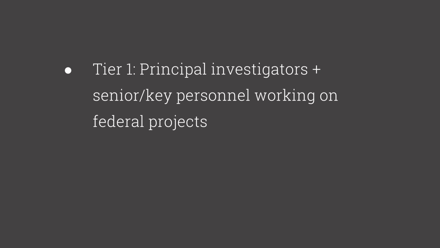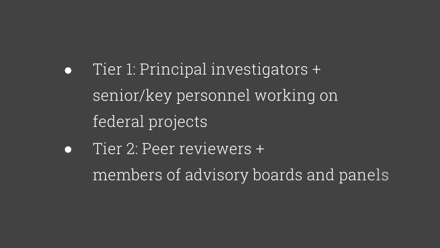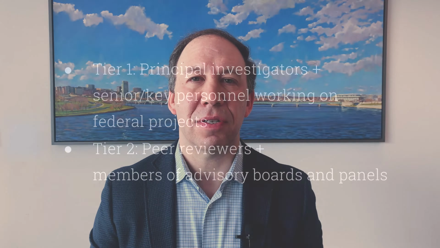Shifting gears a little bit away from standardized templates, we wanted to cover next the mechanics of disclosure as laid out in the NSPM-33 guidance. The guidance focuses on particular cohorts of individuals within the research community. Tier 1, which includes, for our purposes, principal investigators and other senior or key personnel working on federal projects. Tier 2 includes peer reviewers and members of advisory boards and panels. We're going to focus on the Tier 1 personnel.